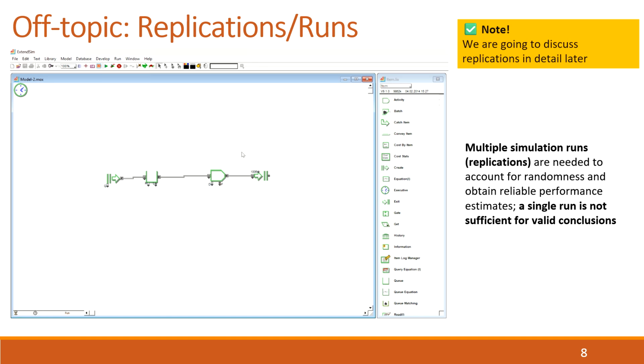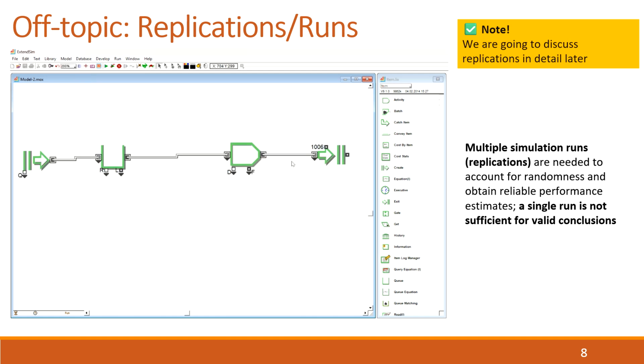Maybe I could do a bit of zooming. The result is 1006. Let's run the model one more time: 1037. One more time: 1035. One more time: 1028. One more time: 978. Again: 1008. One more time: 1026.